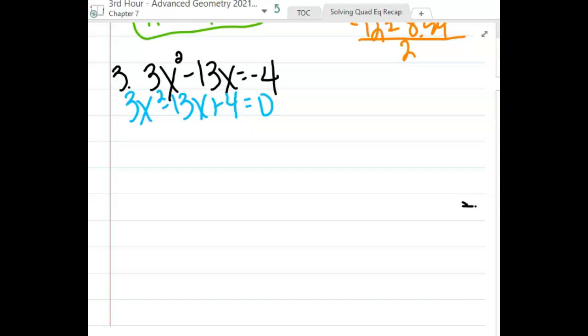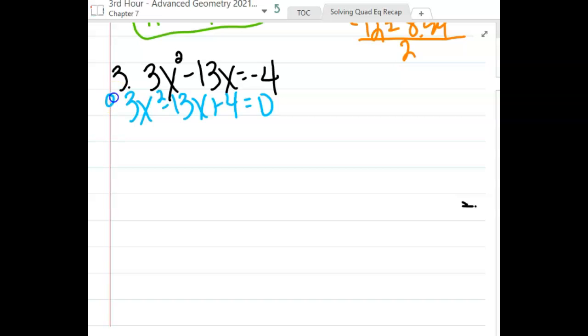Now, it's just personal preference of mine. You might be able to factor this one. It might be possible to factor this one. But for me, if it has a number in front of the x squared, I am probably going to jump straight to the quadratic formula. I'll show you here once we get through this one how you're going to know if you can factor it or not.